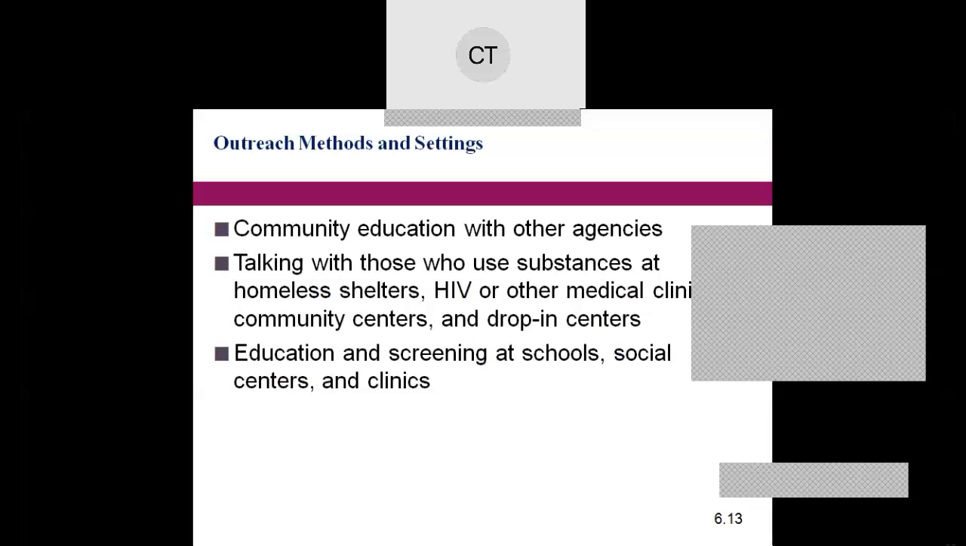Methods. How do we set up outreach centers? We can provide education through community organizations or other agencies. We can conduct it in homeless shelters, HIV clinics, community centers, or drop-in centers, like the ODICs I mentioned. We can also conduct education and screening in schools, social centers, and clinics. Social centers means those centers run by different agencies, maybe religious groups, NGOs, certain trusts, or political parties. All these centers we can make use of for providing education, screening, and intervention.